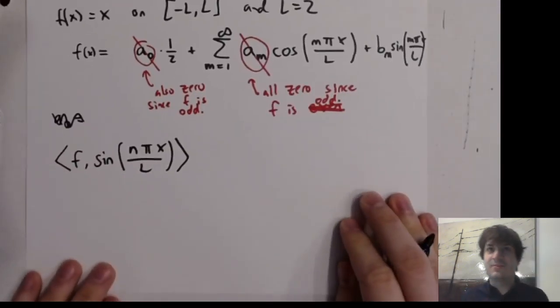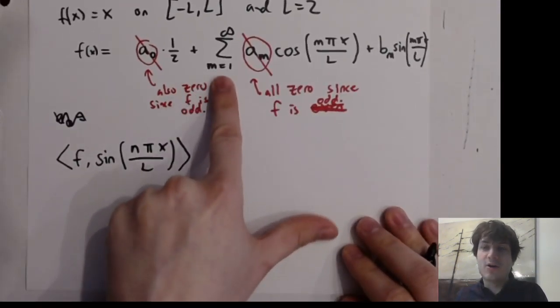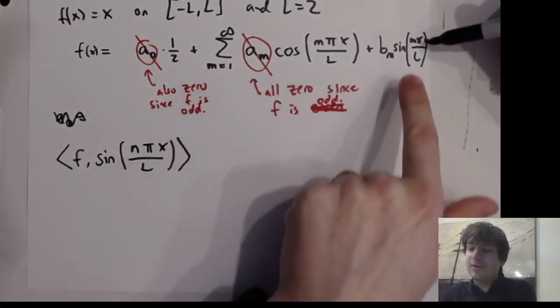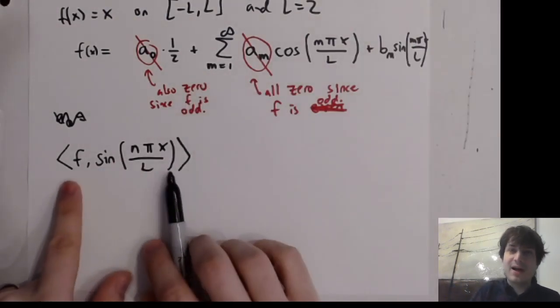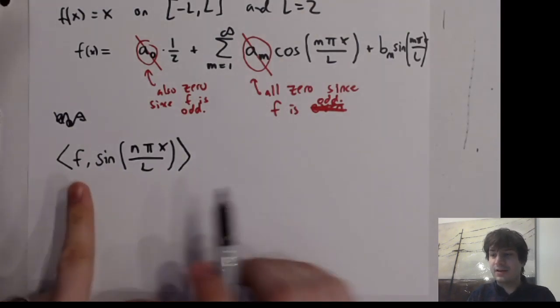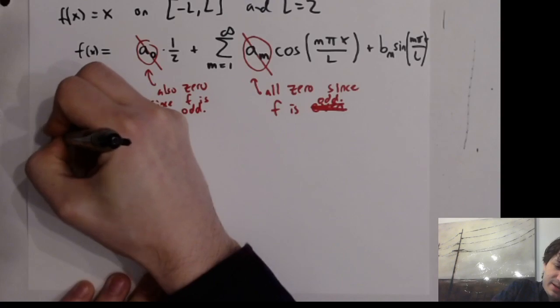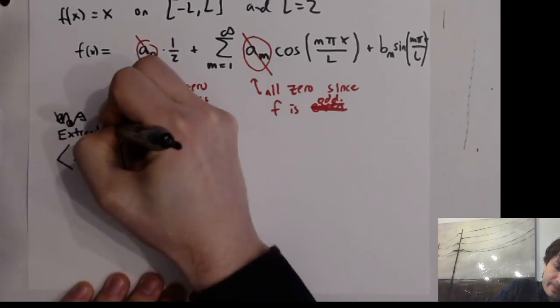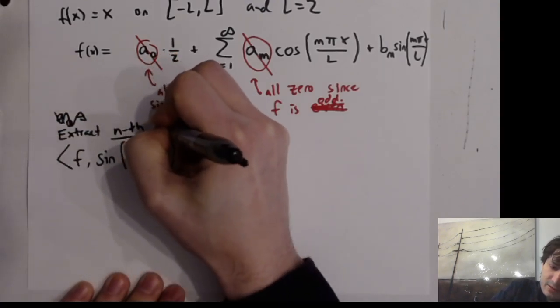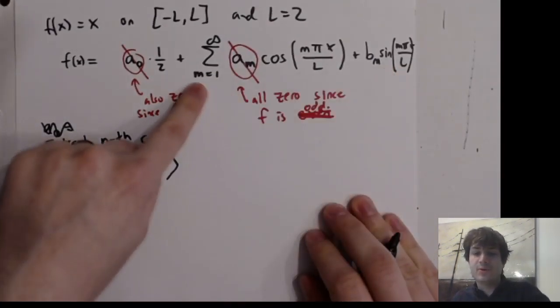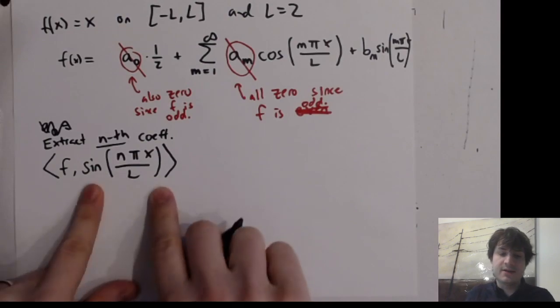And here's something you can be careful of. Over here, m was going from 1 to infinity, and I was using m as this dummy variable in the sum. And over here, I'm extracting the nth coefficient. So it's good to keep track of what your variables mean. n is some arbitrary thing. m here was this thing ranging from 1 to infinity. n here is some fixed thing.